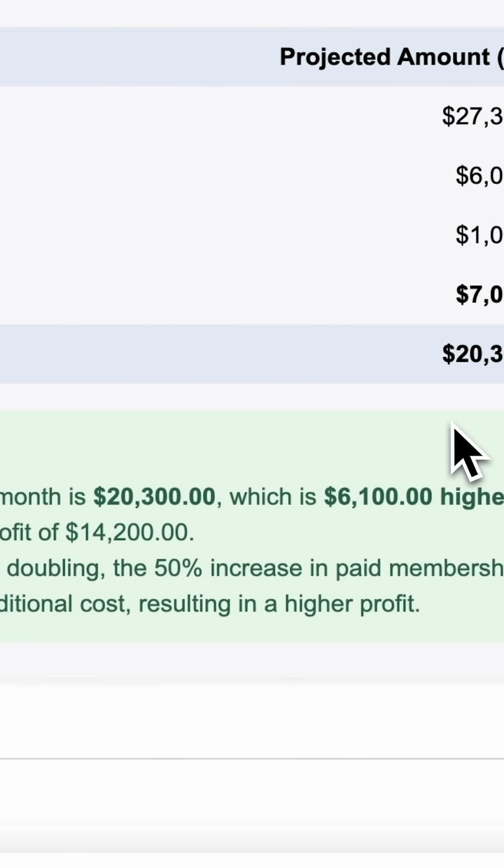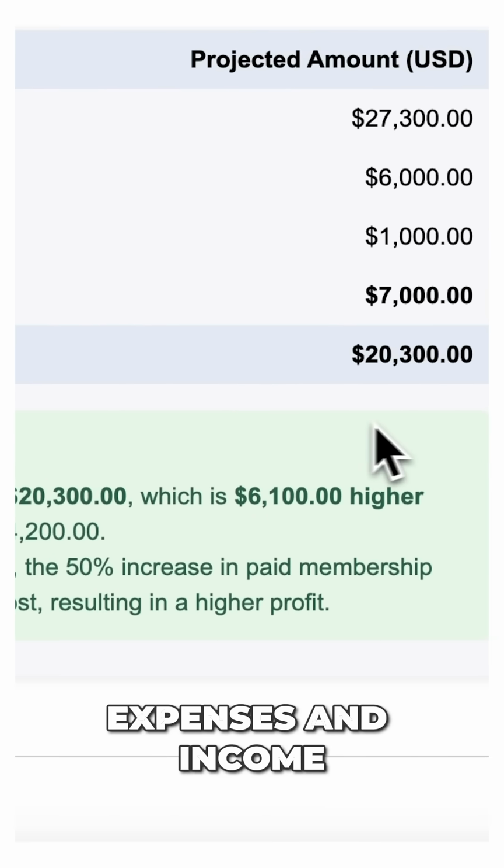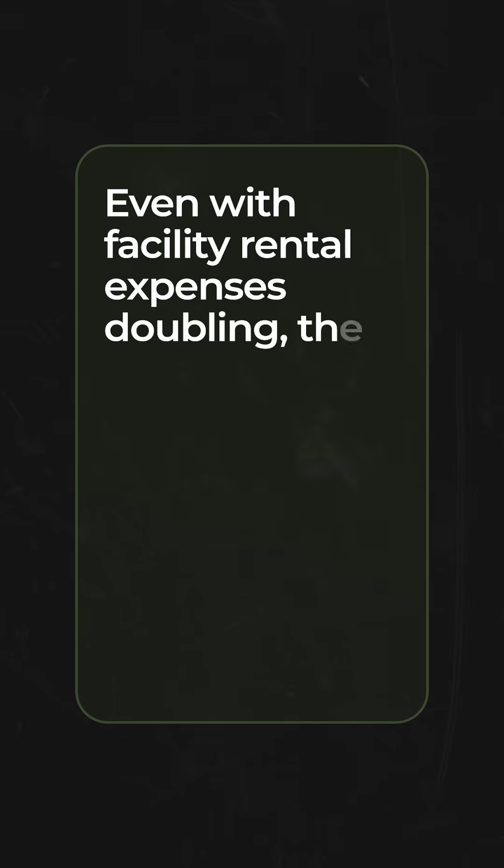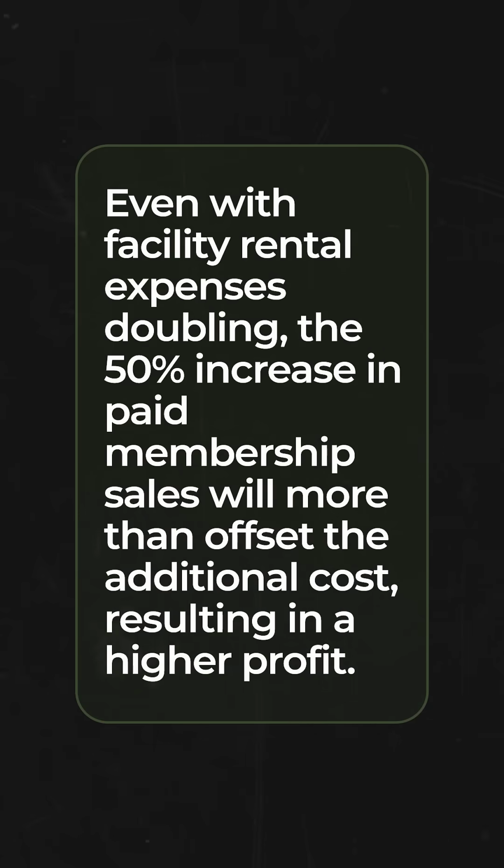And now it gives us a table showing all current and projected expenses and income. It also gives us a verdict. Even with the higher rent, my profit next month, under these conditions, should actually increase.